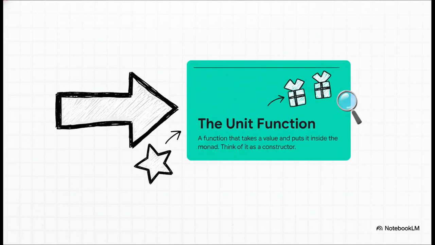But how do we get a value into that special box? Well, that's where something called the unit function comes in. You can just think of it like a constructor. It takes any ordinary value, a number, a string, whatever, and it wraps it up inside our monad object. It puts it into the monad world. That is its entire job.